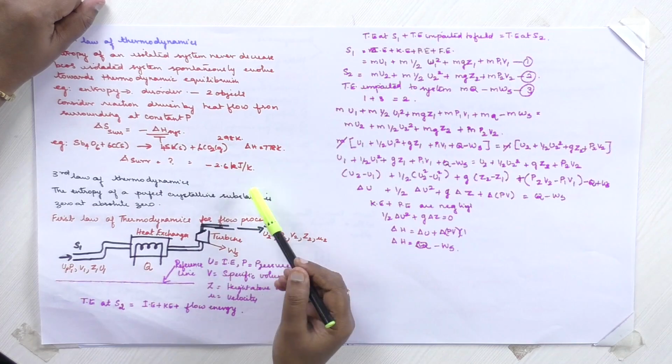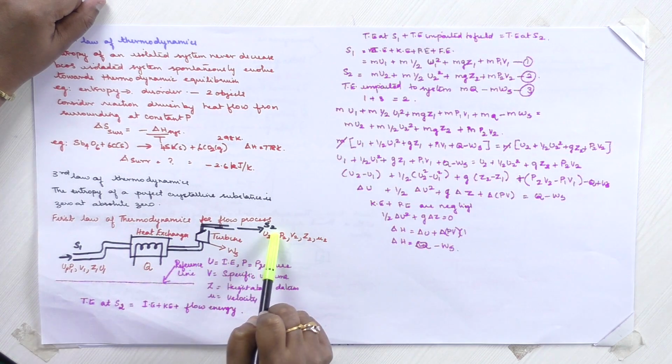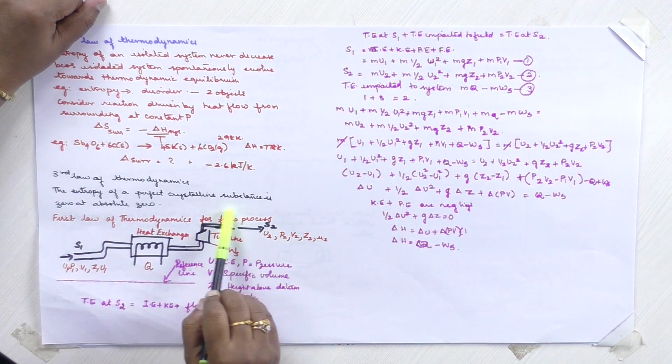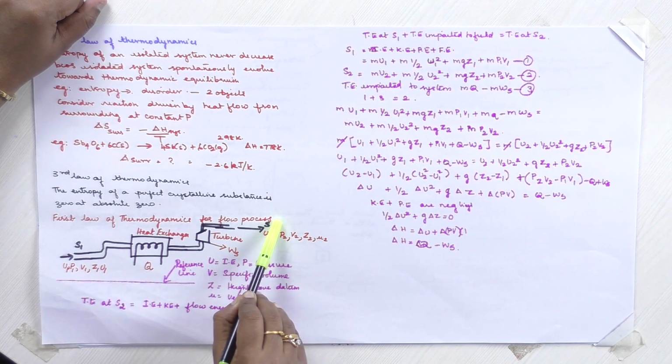Okay, students? So this will be followed by the fluid flow process of a continuous process, which is based on the first law of thermodynamics. So now we will be seeing the first law of thermodynamics for a flow process. So here you have an idealized flow system which consists of a section 1 and section 2 area.